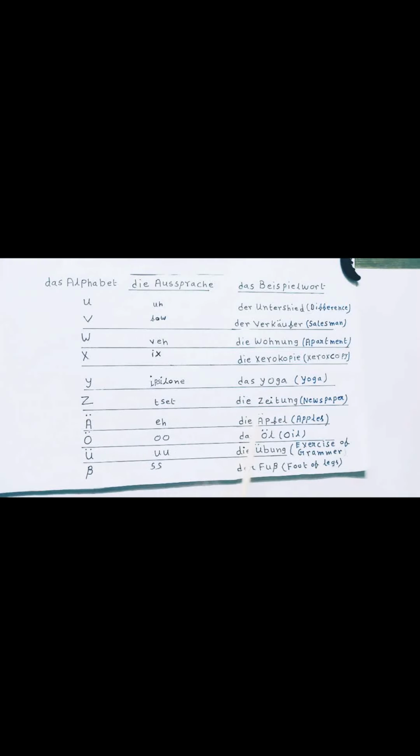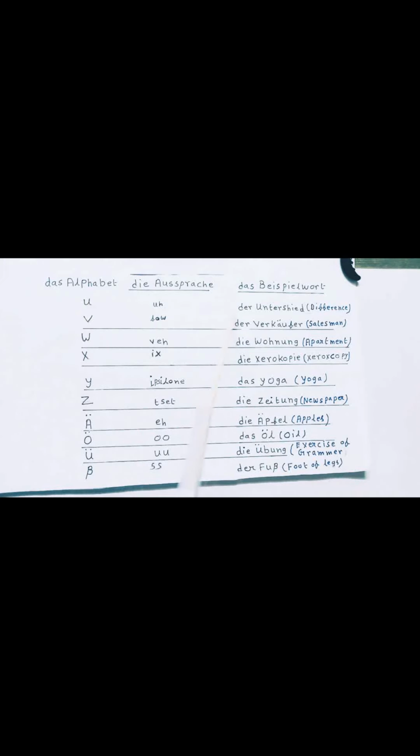Umlaut A for die Äpfel, apples. Umlaut O for das Öl, oil. Umlaut U for die Übung, exercise of grammar. Double S, der Fuß, foot of legs. Now again I repeat, please repeat with me.